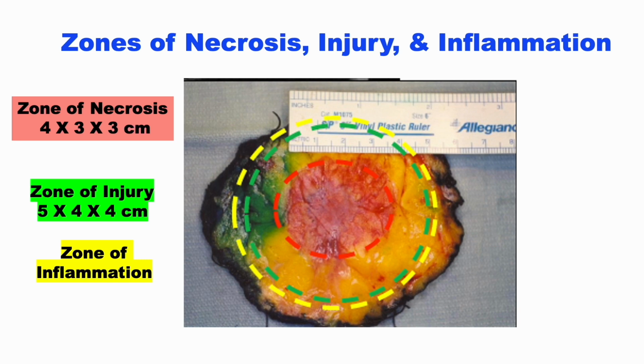Within the green area, just outside of the zone of necrosis, is an area that is injured but not killed. And this corresponds to the ice ball that is created at the time of cryoablation, generally 5 by 4 by 4 centimeters. And then lastly, there is the slightly larger yellow zone of inflammation, which includes an area around the ice ball where inflammation is observed, but there's no cancer kill effect in that area.